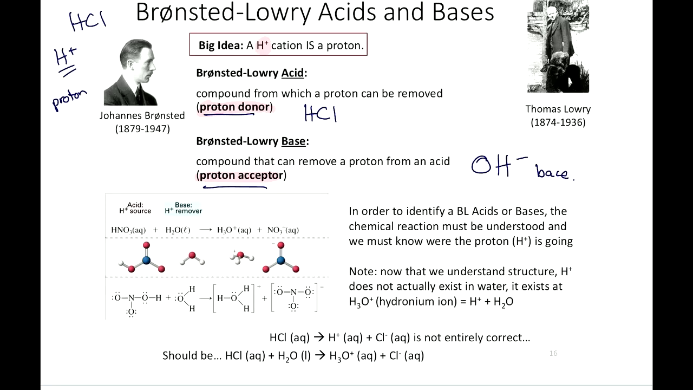And so in order to identify Bronsted-Lowry acids and bases, we need to understand the structure more. This didn't come until later in history, because back when Arrhenius did all of his observations, they didn't understand structures, but now we do. And so we'll pick up here on Thursday, talk more about acids and bases, the structure, and how to categorize them.